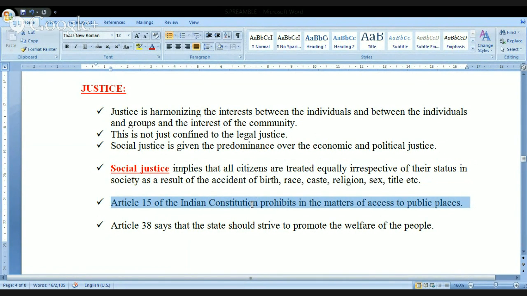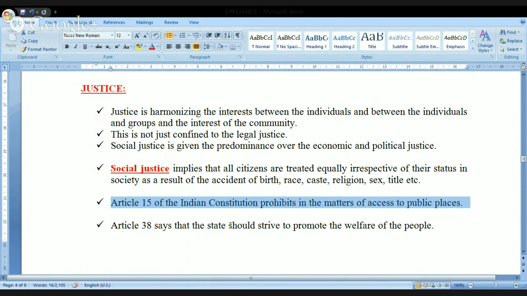And see here, just forget about these points right now. When I come to these articles, I'll have a detailed discussion regarding each and every one. Under Article 15, everybody has access to public places. Meaning, if anybody is denied permission for entry to public places, that is nothing but a violation of the concept of social justice, because the Constitution is giving social justice to the people.